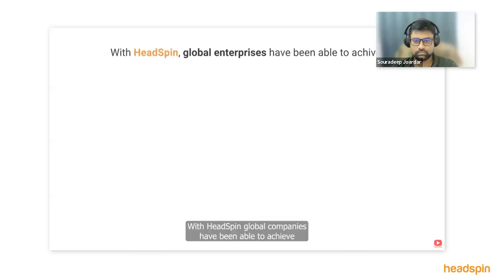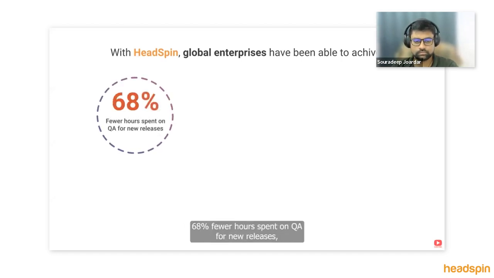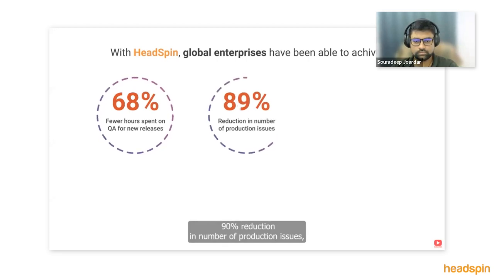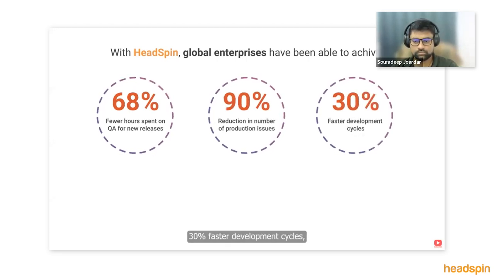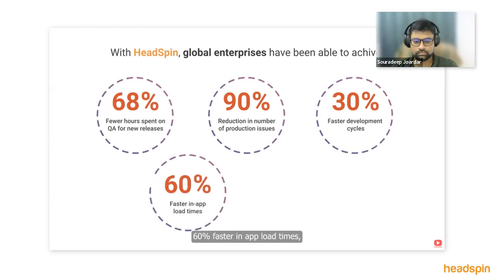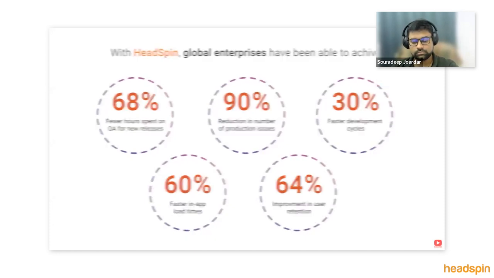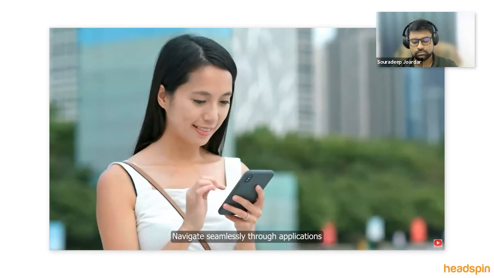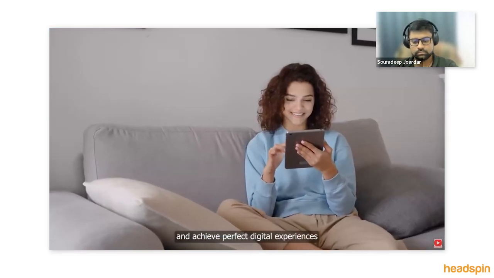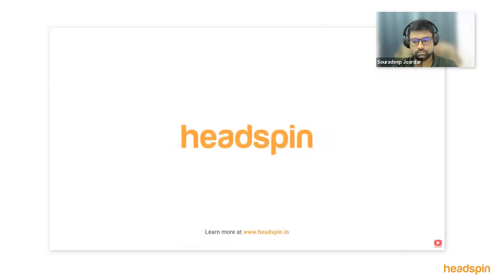With HeadSpin, global companies have been able to achieve 68% fewer hours spent on QA for new releases, 90% reduction in number of production issues, 30% faster development cycles, 60% faster in-app load times, 64% improvement in user retention. Navigate seamlessly through applications and achieve perfect digital experiences with HeadSpin today.